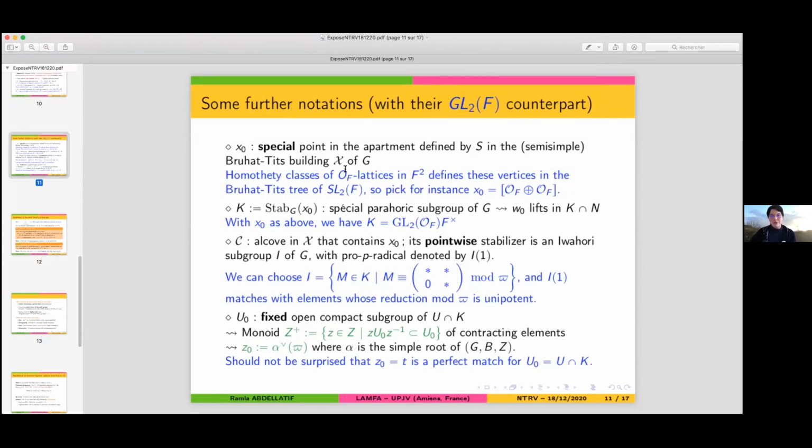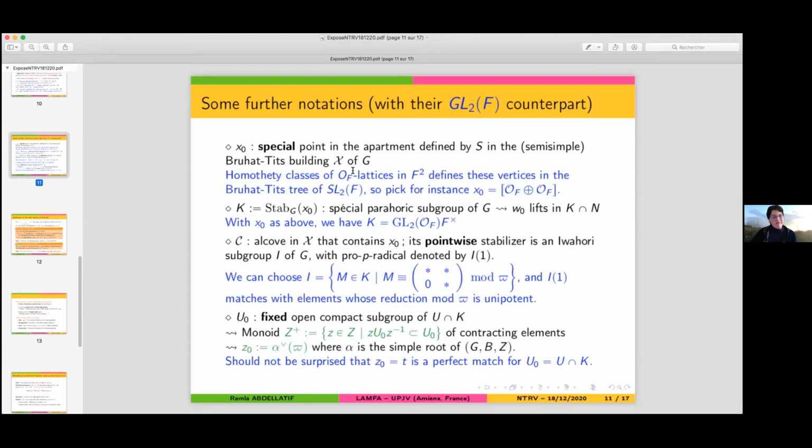And it's why the pro-p radical, this pro-p Iwahori, is denoted by I1. It really shows up as the pro-p radical. And as I told you earlier, I1 here will just be matrices in GL2 of O_F, in the GL2 case, that reduce to unipotent upper triangular matrices modulo the uniformizing element.